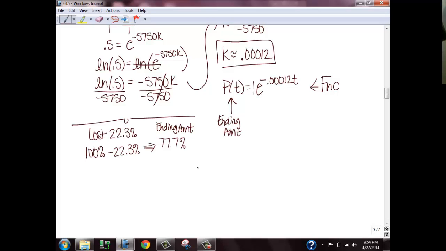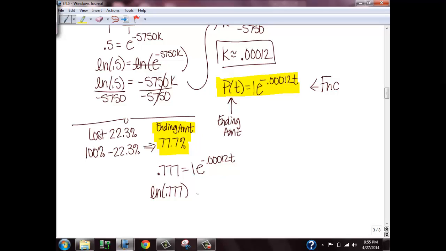Okay. So again, if I plug in my ending amount, which I'm going to write as a decimal, 0.777 is equal to, I'm just plugging this into my function that I wrote right up here, 1 times e to the negative 0.00012t. Okay, so I figured out what my ending amount is, and now I'm just plugging my ending amount into the function that I found first. Okay, and now here I can just solve. Again, I don't really need to divide off this 1 because 1 times e to the mess is still just e to the mess. So I'm going to go ahead and take ln of both sides.